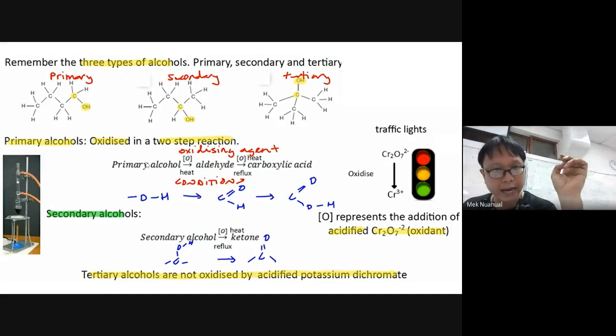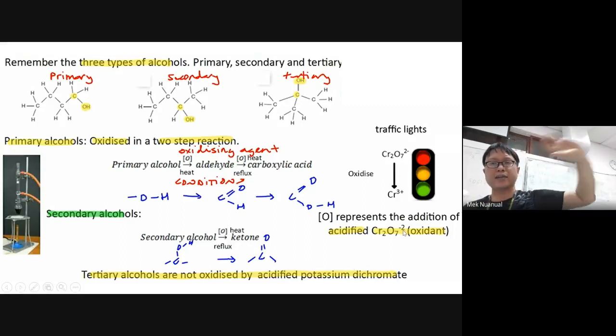And this oxidizing agent is usually an acidic version of potassium dichromate, so it should be K2Cr2O7. The Cr2O7 polyatomic ion has a charge of 2-, and then K2 balances that out. So the original complete oxidizing agent compound is potassium dichromate, okay?